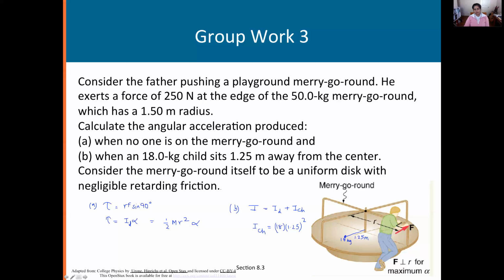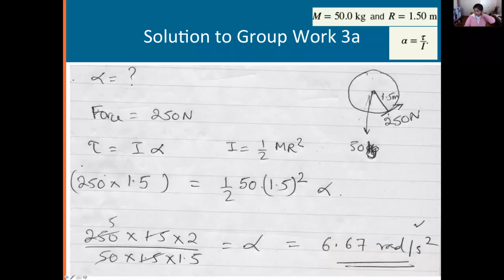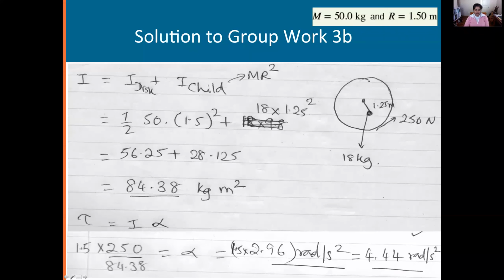So with all these hints, you should be able to work it out. Once you've worked it out, move on to the next page to have a look at the actual values and compare. This is part A. You're going to get alpha as 6.67 radians per second squared. Remember, this is acceleration, so it's going to be in units of radians per second squared, angular acceleration. And in the second part, your angular acceleration is going to go down, which is what you would expect because now there's greater inertia. So 4.44 radians per second squared.